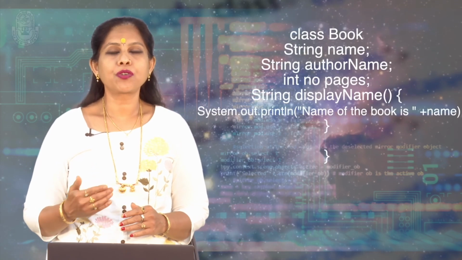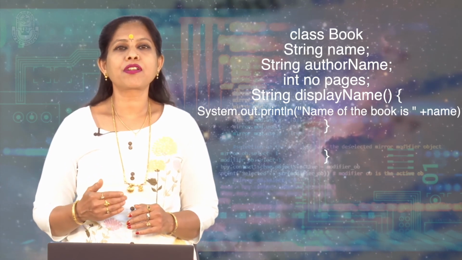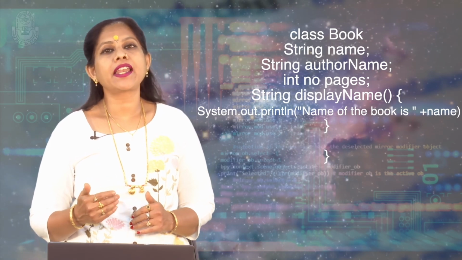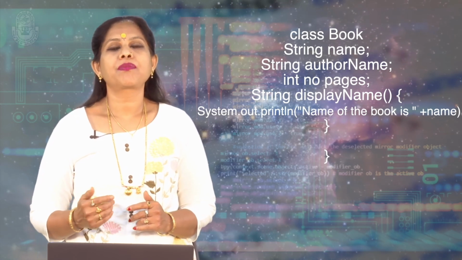Apart from defining an object structure, a class also defines its functional interface, known as methods. For instance, the book can have a method that displays the name of the book. Class Book, String name, String authorName, int numberOfPages, display name: System.out.println within the quotes, "Name of the book is" plus name. Close the bracket, semicolon, and close the end brackets.